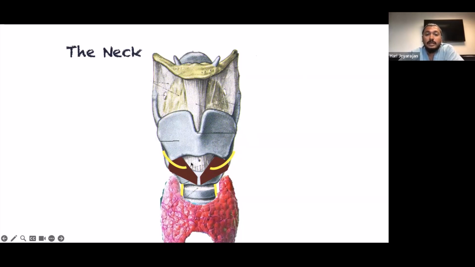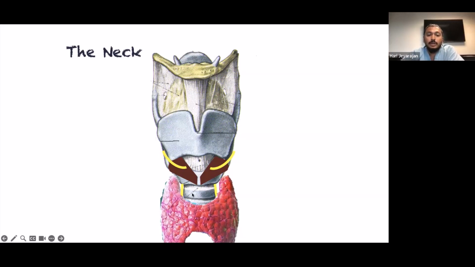Here you can see the cricothyroid membrane with the cricothyroid muscles and the superior laryngeal nerves traveling over the muscles. And here you can see the cricoid itself. The cricoid, as you know, is the only complete ring of the trachea, and it's situated just above the first true tracheal ring, which is here.